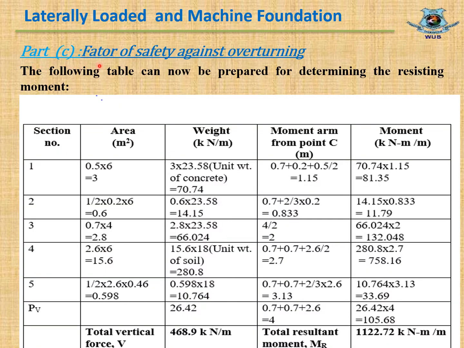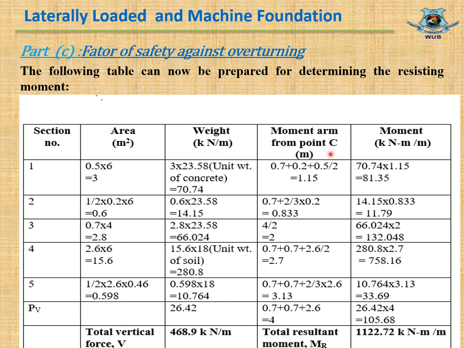Part C. Factor of safety against overturning. For section 1, area equal to base into height as it is rectangle. So area equal to 0.5 into 6 where 0.5 meter is base and 6 meter is height. Weight of section 1 equal to area into unit weight of concrete equal to 3 into 23.58 equal to 70.74 kilonewton per meter. Moment arm from point C.